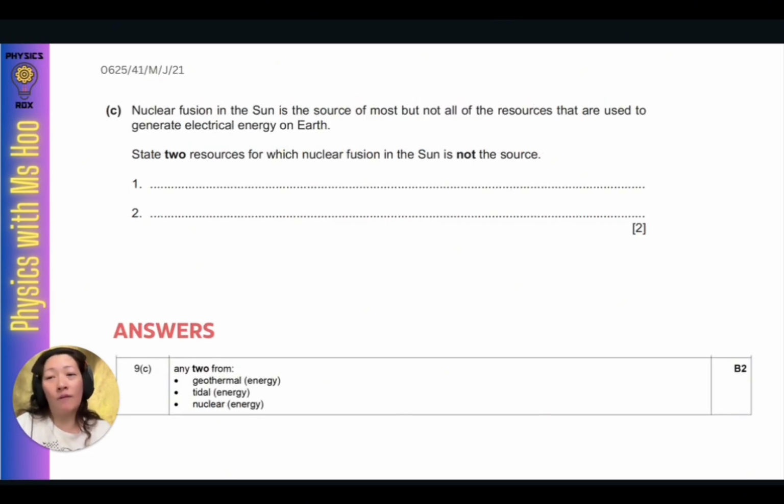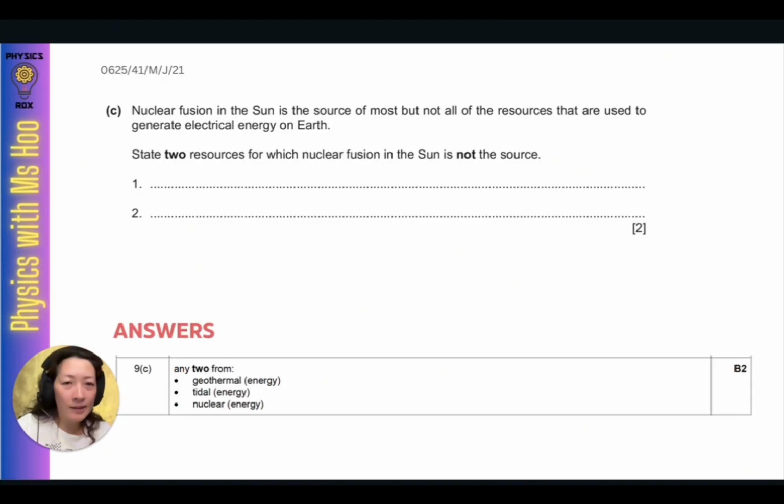Now, this is an extract of a question from summer 2021 paper variant 1. Nuclear fusion in the sun is the source of most, but not all of the resources that are used to generate electrical energy on Earth. State 2 resources for which nuclear fusion in the sun is not the source.